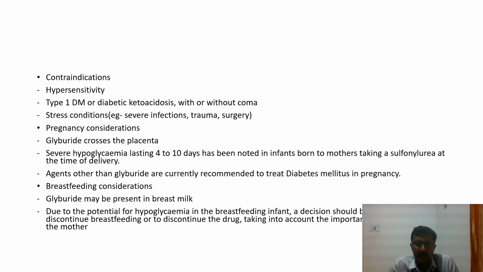As far as pregnancy is considered, glyburide usually crosses the placenta. Severe hypoglycemic episodes lasting 4 to 10 days have been noted in infants born to mothers taking a sulfonylurea at the time of delivery. Agents other than glyburide are currently recommended to treat diabetes mellitus in pregnancy.